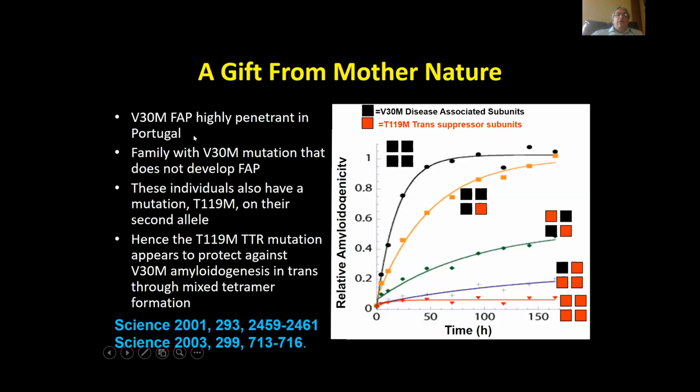Jeff highlighted this earlier in his talk this week. This is what I think he would call a gift from Mother Nature. These are data that he developed in Science in 2001, emanating from observations by Teresa Coelho in Portugal, in which there were patients who had the V30M mutation, which is highly penetrant, but they had a second stabilizing, if you will, polymorphism in their TTR gene, T119M. And the more T119M you have, the lower the chance you're going to develop amyloid fibrils in vitro and in vivo. And this led to the idea that stabilization could be an effective way to treat this particular condition.